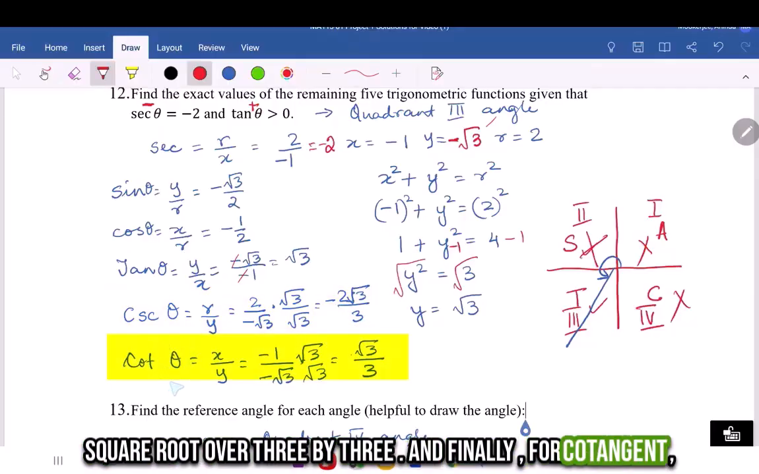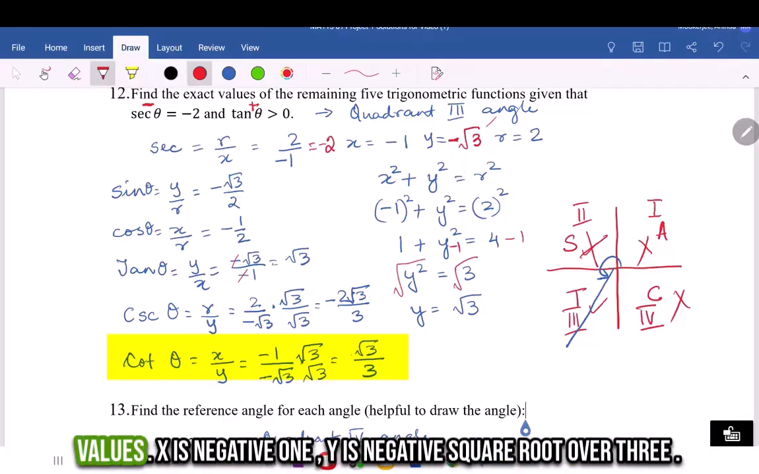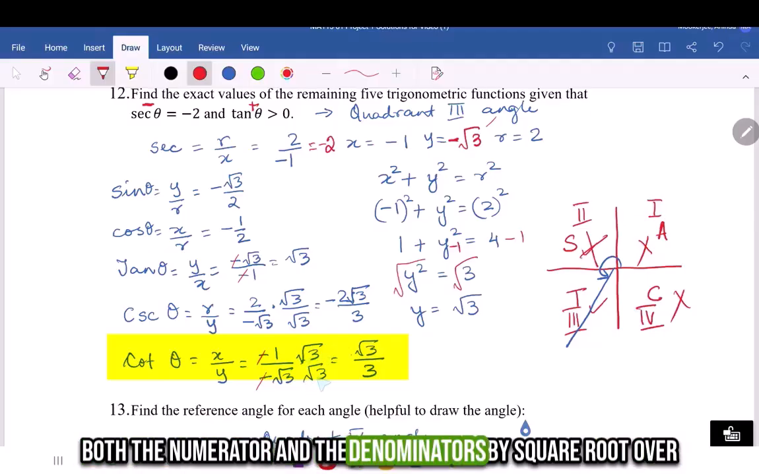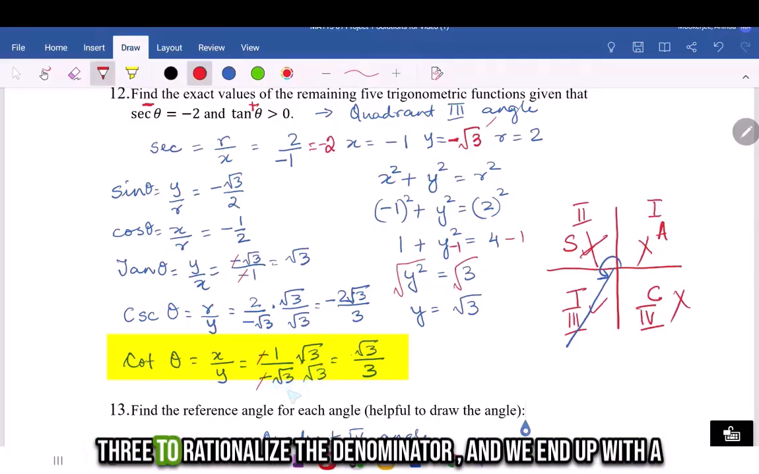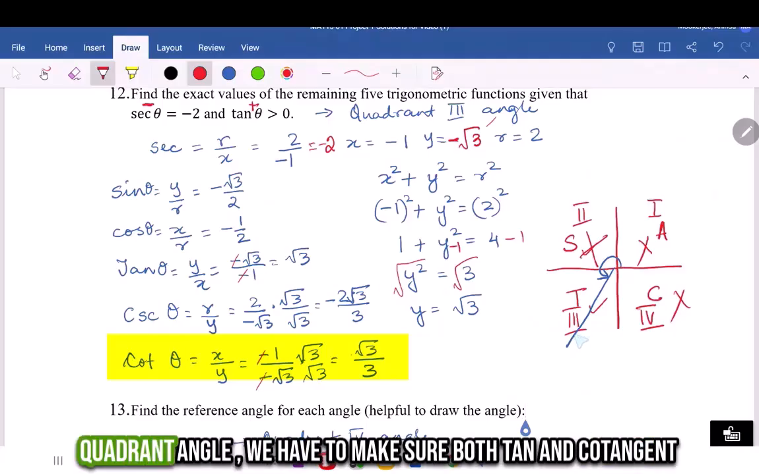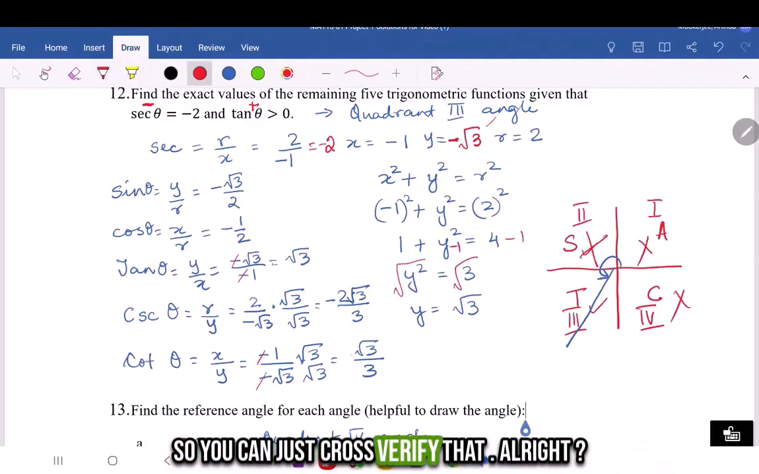And finally, for cotangent, cot of theta is x divided by y, which is, again, plug in the values. X is -1, y is negative square root over 3. Negative and negative will become positive. We have to multiply both the numerator and the denominators by square root over 3 to rationalize the denominator, and we end up with a value of square root over 3 by 3. So for the third quadrant angle, we have to make sure both tan and cotangent are positive ratios. All the other ratios should be negative. So you can just cross-verify that.